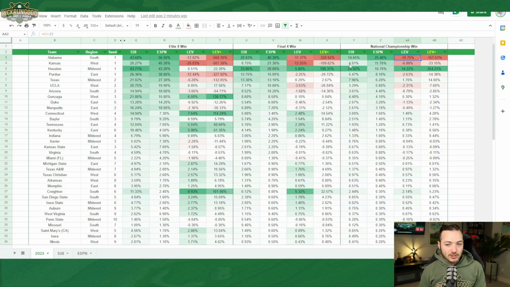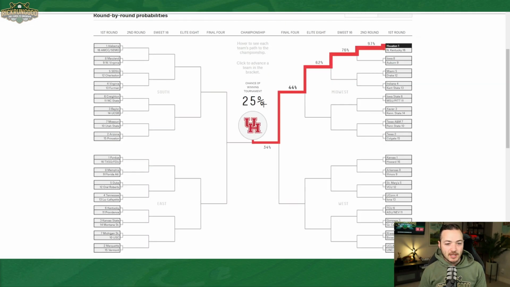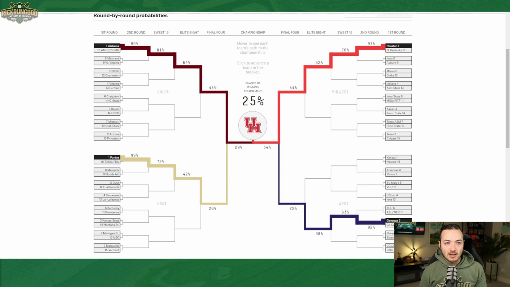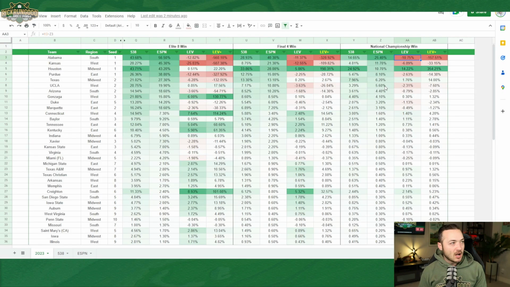Houston. I had to make sure this wasn't a typo. Houston, according to 538.com, has a 25% chance of winning the national title. I also was like, what do the sports books say? Plus 475. Houston is the favorite to win March Madness. Plus 475, which is actually a little bit worse than what 538 thinks, right? I mean, plus 475 would impute, what, like 20%? Maybe a little bit less than that they win the national title game.